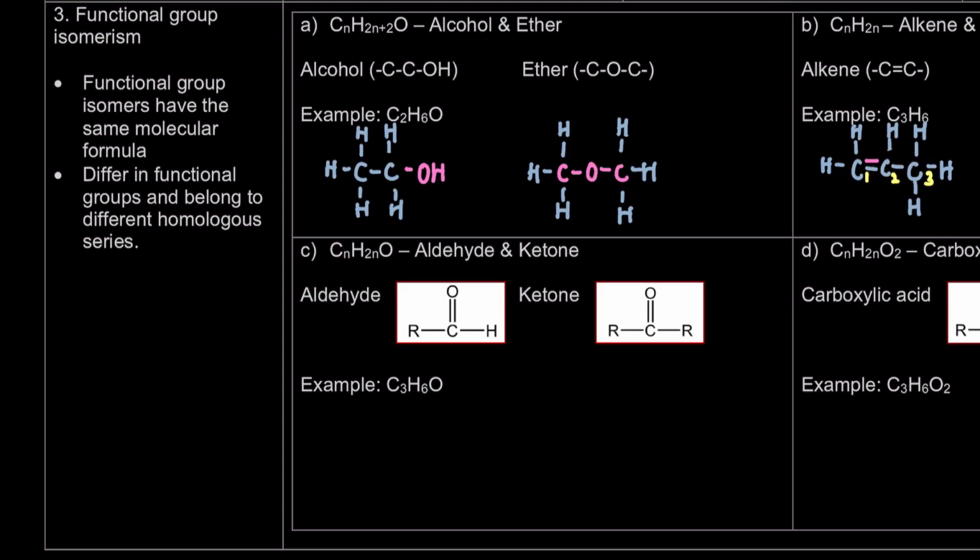Next is the partner of aldehyde and ketone, which follows CnH2nO. Aldehyde means that we have C double bond O attached to hydrogen. In the case of ketone, it is C double bond O attached to R, which means any carbon. So I'm just going to label R, meaning that we have any carbon.